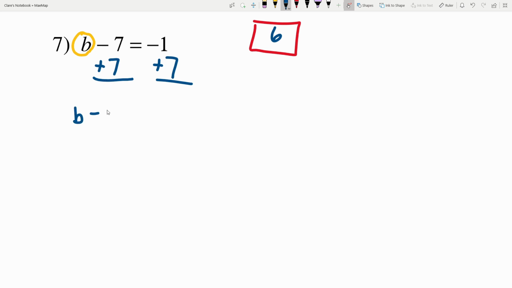So I'll have b minus 0, or you can think of that as b plus 0, which isolates my value and gives me b. And then if I have negative 1 plus 7, you can think of that as 7 minus 1, which is 6. So b equals 6 for number 7.